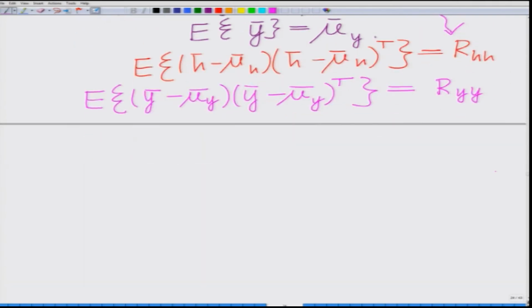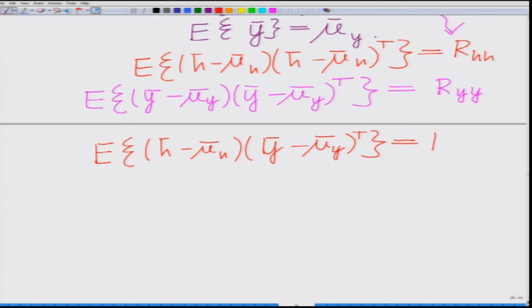Now, the cross covariance can be defined as the expected value of, or the cross covariance of h bar comma y bar, that is (h bar minus mu bar h) times (y bar minus mu bar y) transpose. This is equal to R_hy. So, that is what we have. This is basically your cross covariance of h comma y.